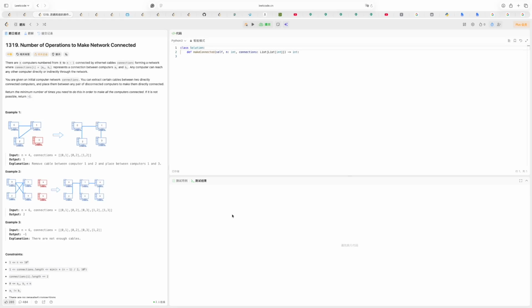Problem number 1319. Number of operations to make network connected. There are n computers numbered from 0 to n-1, connected by Ethernet cables connections, forming a network where connections[i] = [a_i, b_i] represents a connection between computers a_i and b_i. Any computer can reach any other computer directly or indirectly through the network. You are given an initial computer network connections.